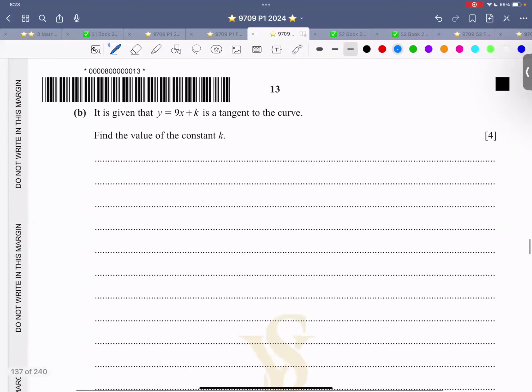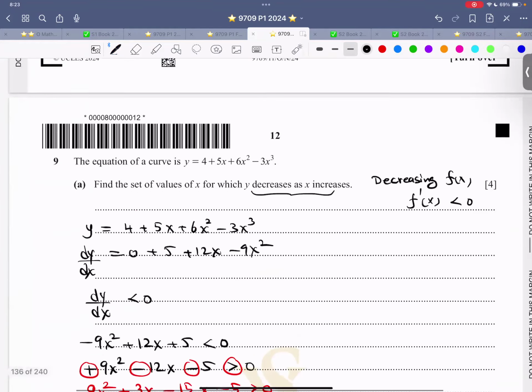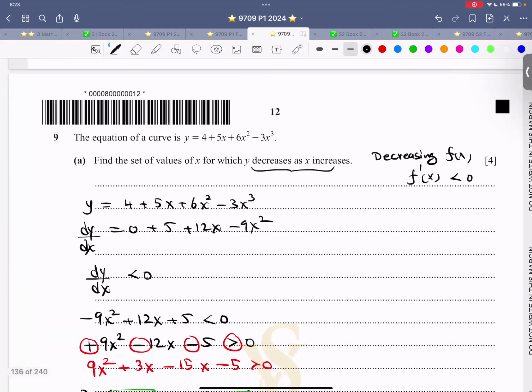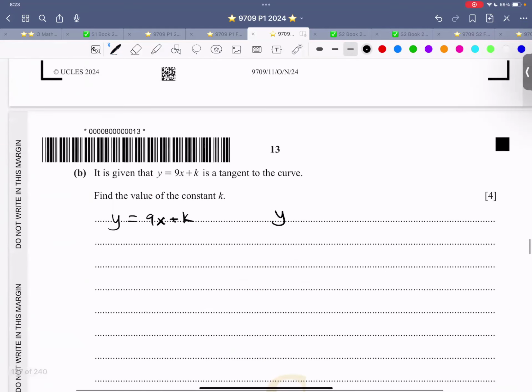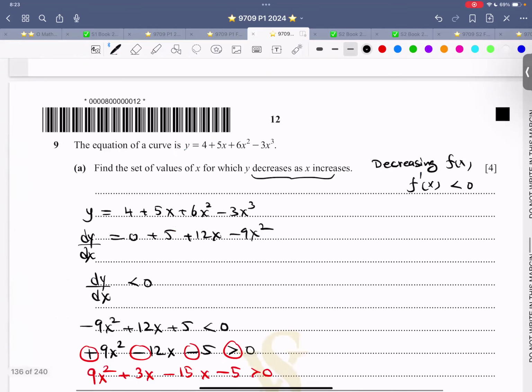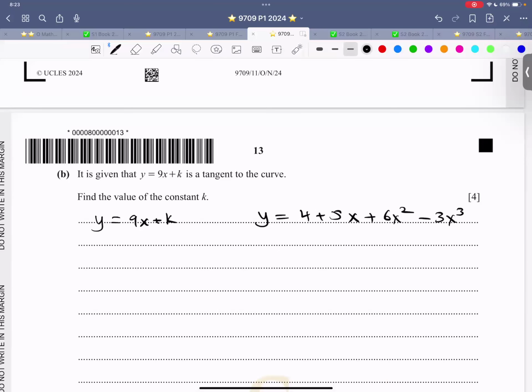Let's move on. It is given that this line is tangent to the curve. Find the value of constant k. So y is equal to 9x plus k. And we have the equation of the curve, which is y equals 4 plus 5x, and then it is 6x squared. I think it is positive. This is plus 6x squared minus 3x cubed.